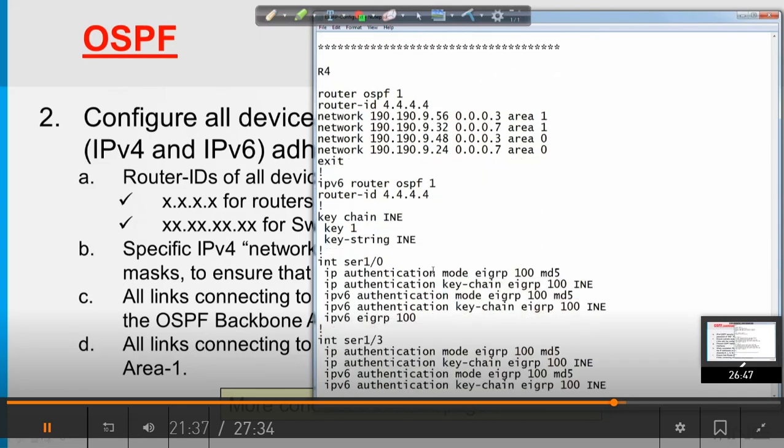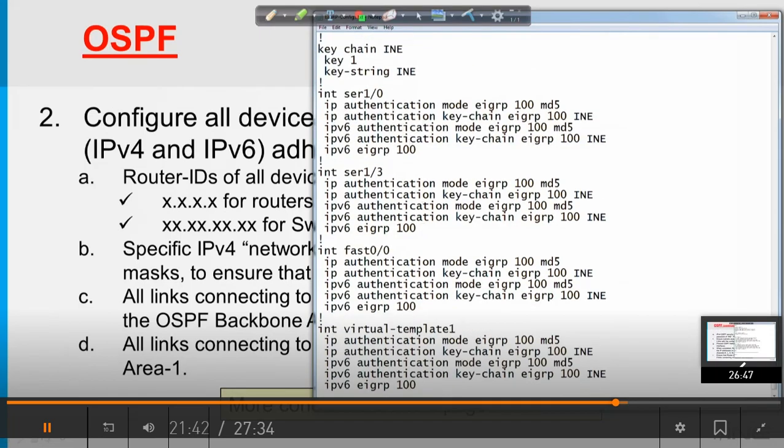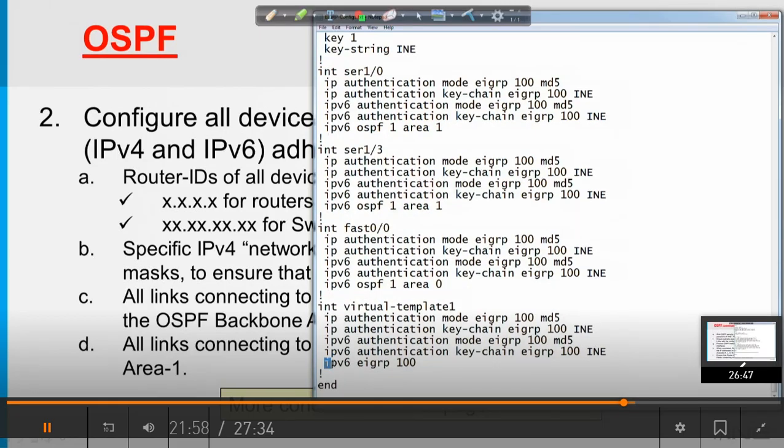Router 4, he is my area border router. So serial 1/0, that's in area 1. Serial 1/3, that's also in area 1. And my 2 fast Ethernets are in area 0. Actually, my virtual template is in area 0.